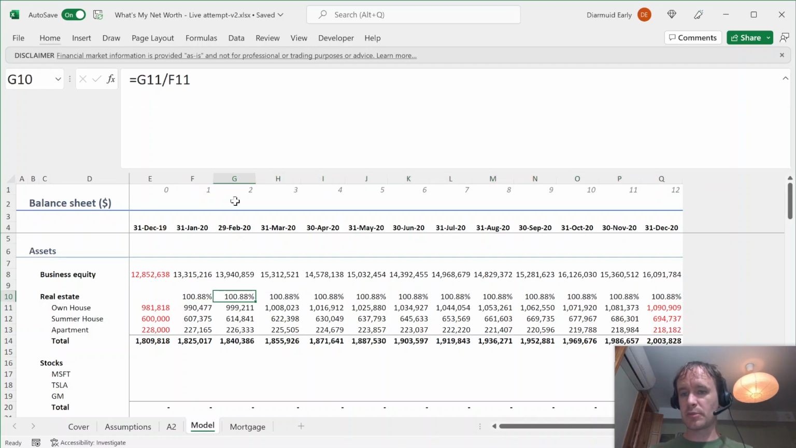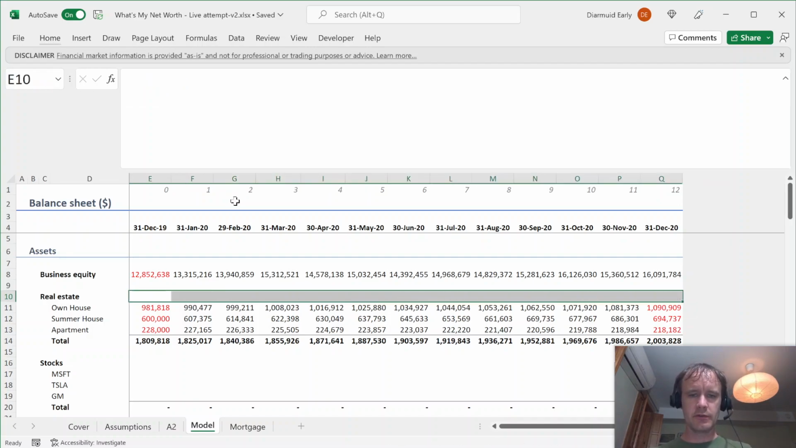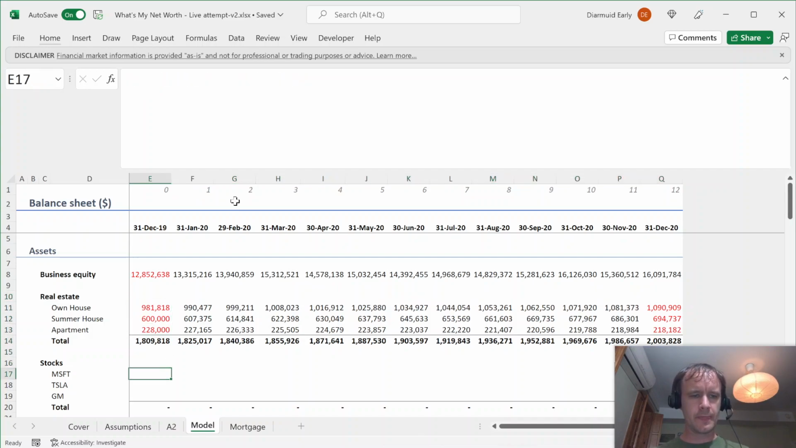And the answer is it goes up by 0.88% every month. So that is behaving as we want it to. So we move on. Stocks.